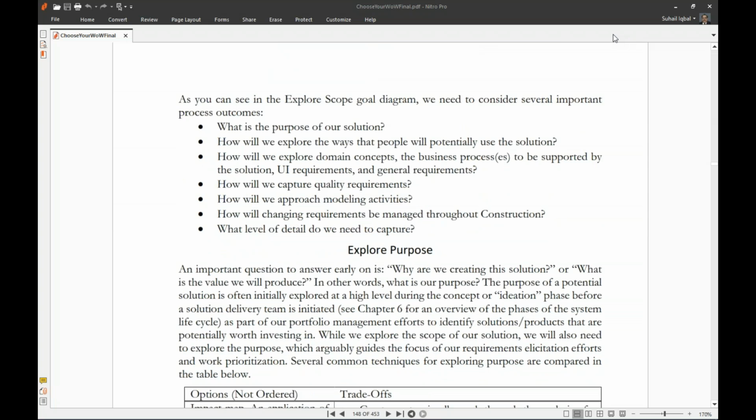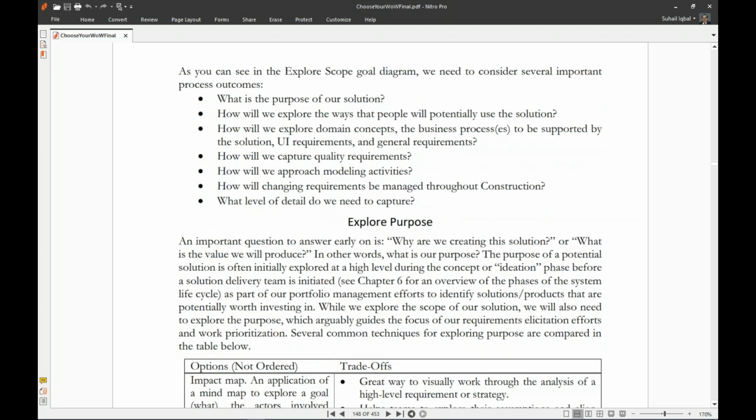Okay. As you can see in the explore scope goal diagram, we need to consider several important process outcomes. What is the purpose of our solution? How will we explore the ways that people will potentially use the solution? How will we explore domain concepts, the business processes to be supported by the solution, UI requirements, and general requirements? How will we capture quality requirements? How will we approach modeling activities? How will changing requirements be managed throughout construction? And what level of detail do we need to capture?